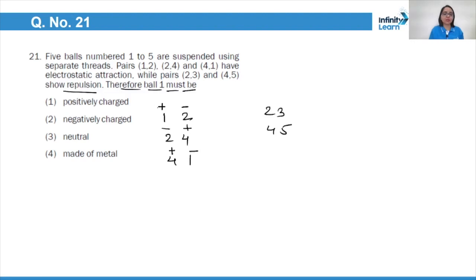So, it is not possible if 1 is positive. Similarly, you can try this activity for negative also. You'll get 1 over here negative and 1 over here positive, which is not possible. So, it cannot have positive or negative charge. That means it should be neutral. So, correct answer is option 3.